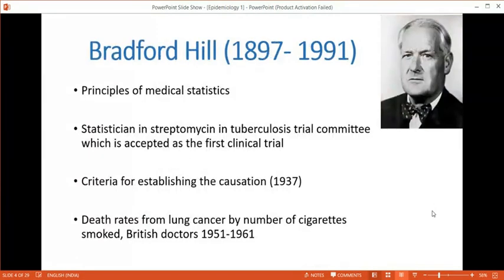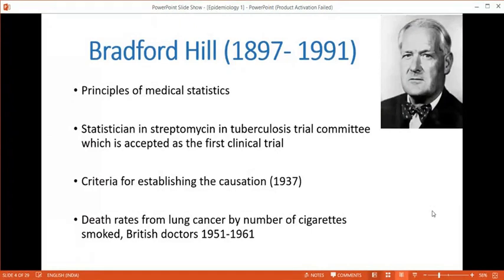But again, there was a problem. For certain diseases, there may be 2-3 causes. So they were rejecting it until Bradford Hill, who lived from 1897 to 1991. He was actually a statistician. He worked as a statistician in the study which is considered to be the first clinical trial, the use of streptomycin in tuberculosis. In this trial he was basically a statistician. And they found out streptomycin was effective in the treatment of tuberculosis.